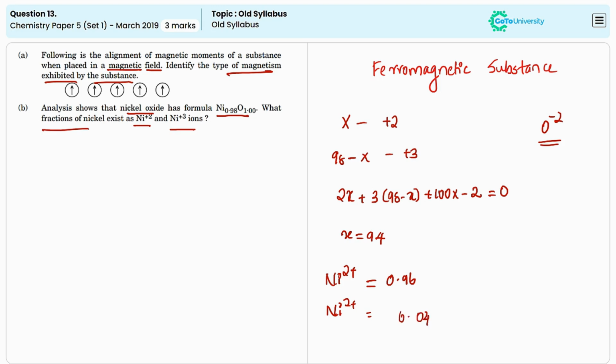Now, the fraction of nickel ion that exists as Ni2+ and Ni3+ are 0.96 and 0.04 respectively.